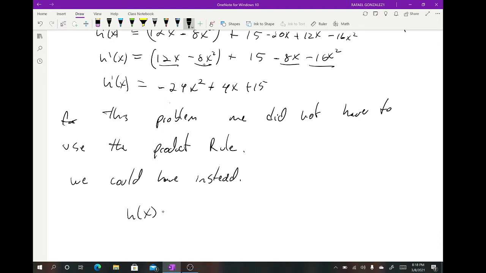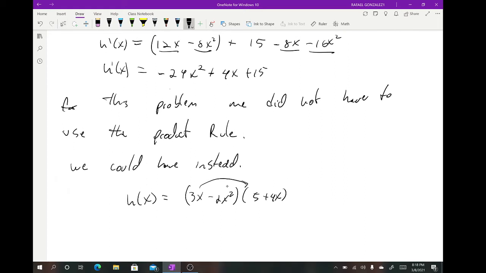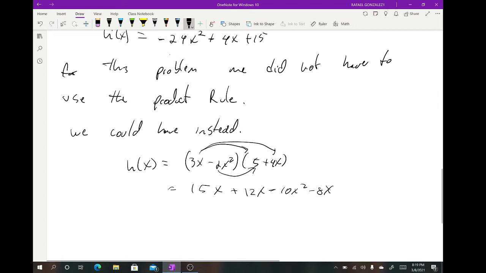So for example, what we had here to start with was 3x minus 2x squared times 5 plus 4x. Instead of doing the product rule right away, you could have simplified this a little bit by distributing. So you could have multiplied this out, and this is going to be 15x plus 12x, and then minus 10x squared minus 8x, and then you could have simplified this a little bit more. So let's see what we got. 15 minus 8, that will be 7.